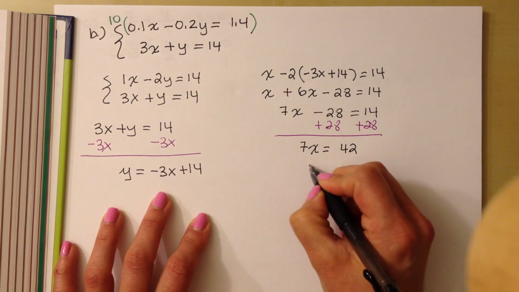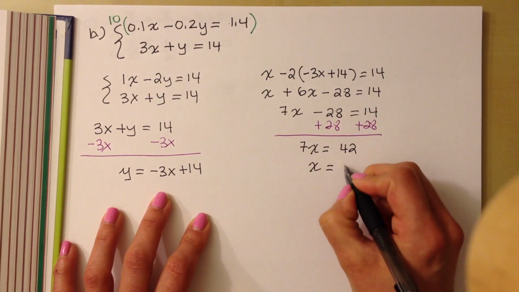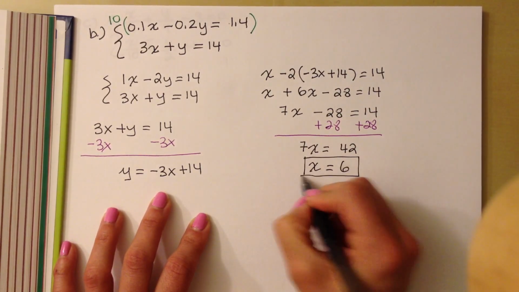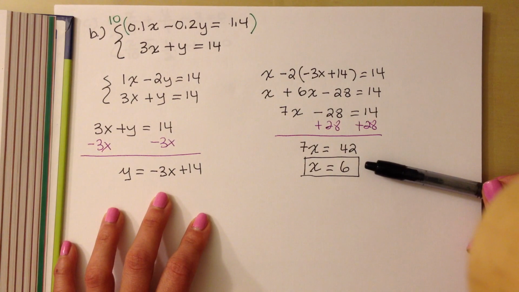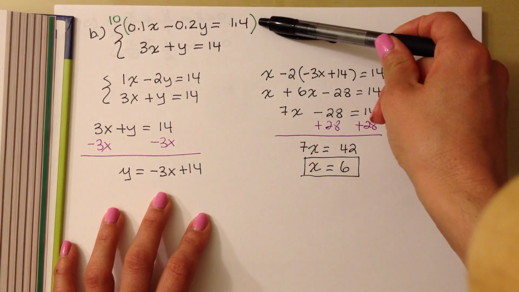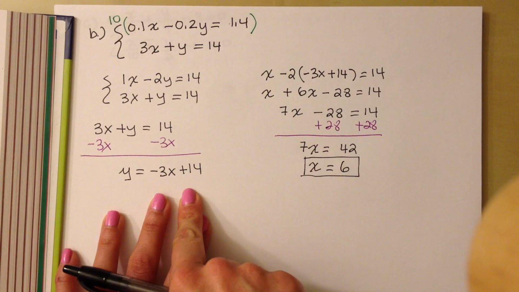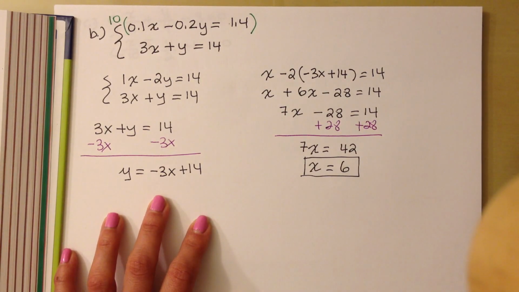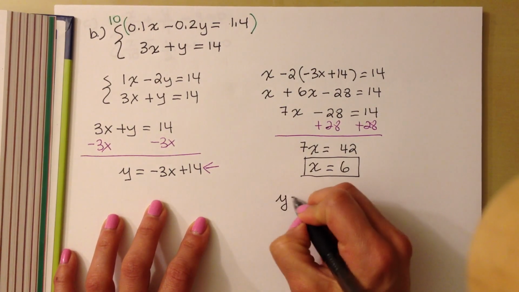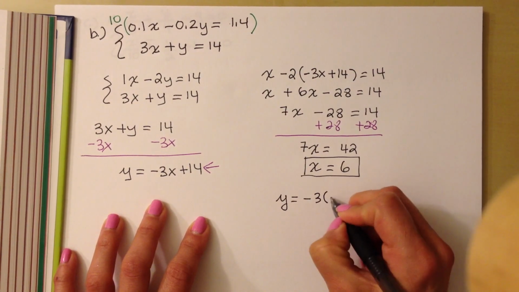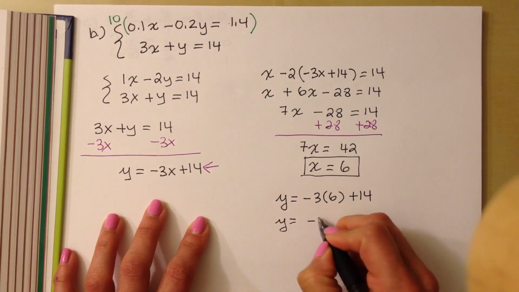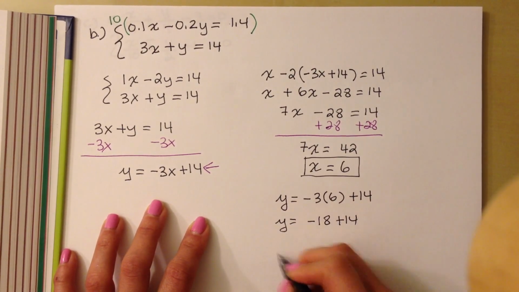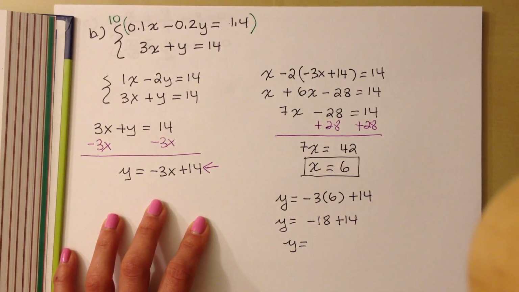Divide by 7. X is equal to 6. We need to now find y. So how do you find y? You can take 6, substitute it into the first equation, the second equation, or the equation that we solved for y. The equation right here is the easiest. Let's use that. We have y equals -3 times 6 plus 14. Y is equal to -18 plus 14, which leaves us with a -4.